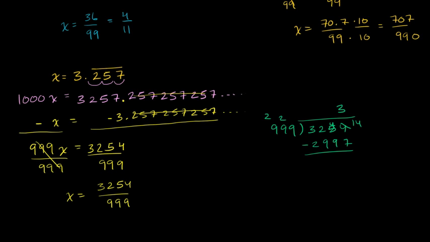Let me do this in a new color. This would be a 4, and then the 4 is still smaller than this 9, so we need to regroup again. So then this could be a 14, and then this could be a 1, but this is smaller than this 9 right over here, so we regroup again. This would be an 11, and then this is a 2. 14 minus 7 is 7. 14 minus 9 is 5. 11 minus 9 is 2. So we are left with, did I do that right? Yep. So this is going to be equal to 3,257 over 999. And we're done.